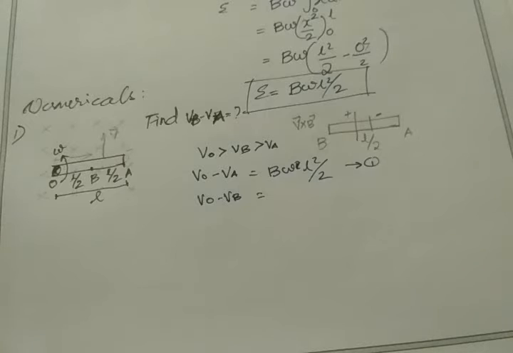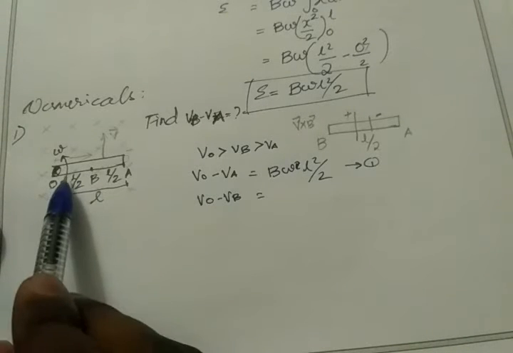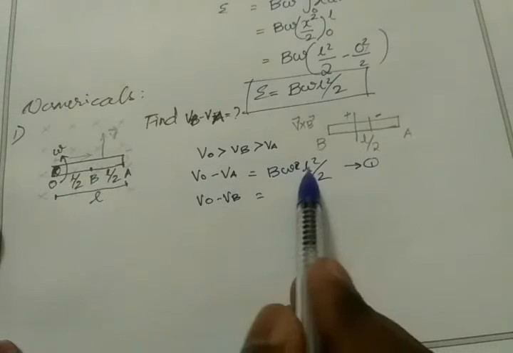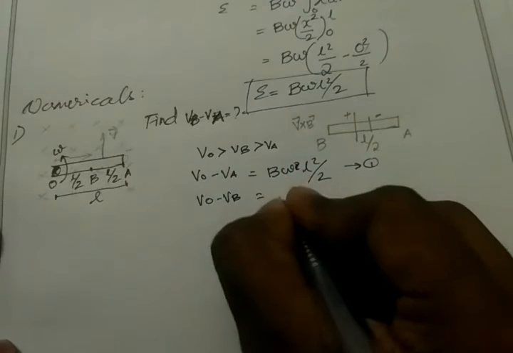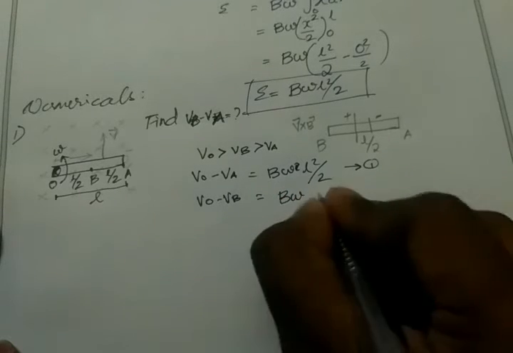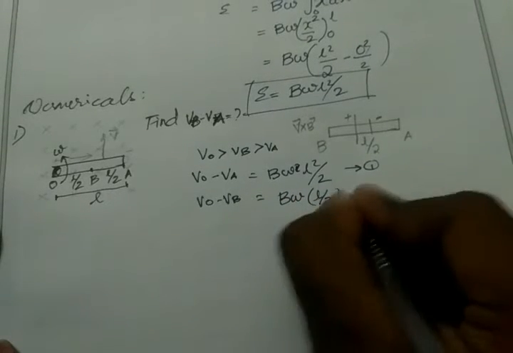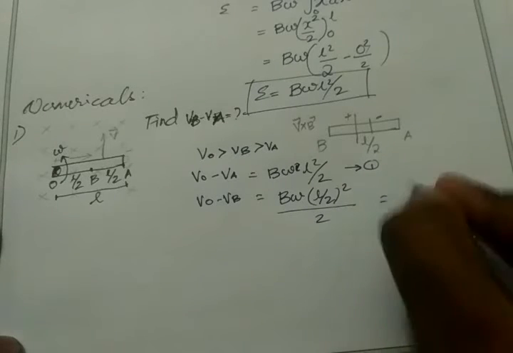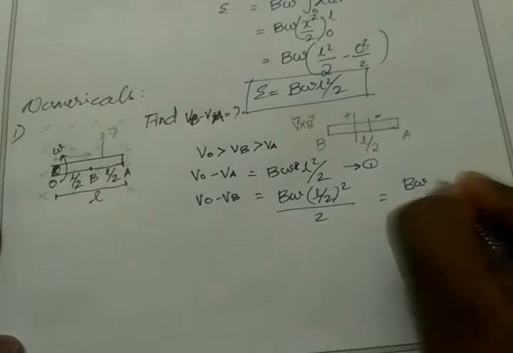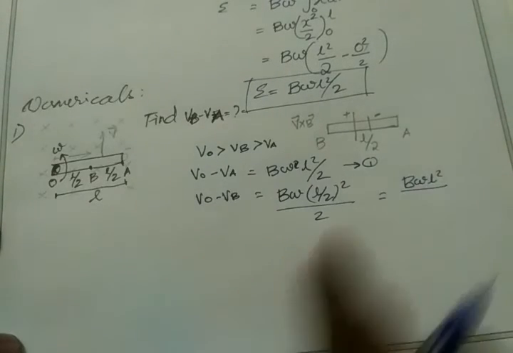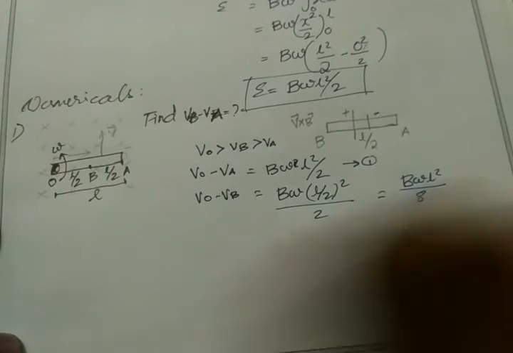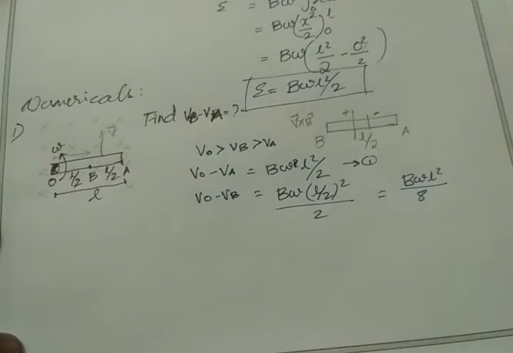So coming to VO minus VB, again we get the same formula, right? But the distance is L by 2. So instead of L, I substitute the value L by 2. Then I get B omega (L by 2) square divided by 2. Correct? So this will be B omega L square divided by, here I have 2 square, 2 square is 4 and 4 into 2, 8. So this is my VO minus VB.